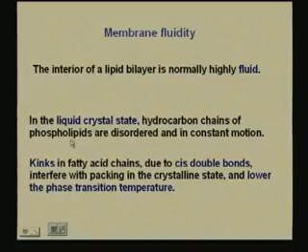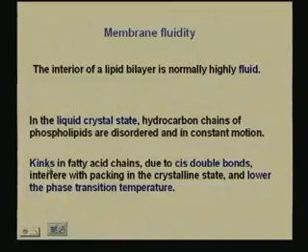Now, in the liquid crystal state, the hydrocarbon chains of the phospholipids are disordered. They are in constant motion because, you have to remember, they are suspended. The cells are suspended in the plasma. There is a cytosol to it, there is an extracellular matrix to it. So, they are all suspended. Because of this, they are in constant motion and they are highly disordered as well.